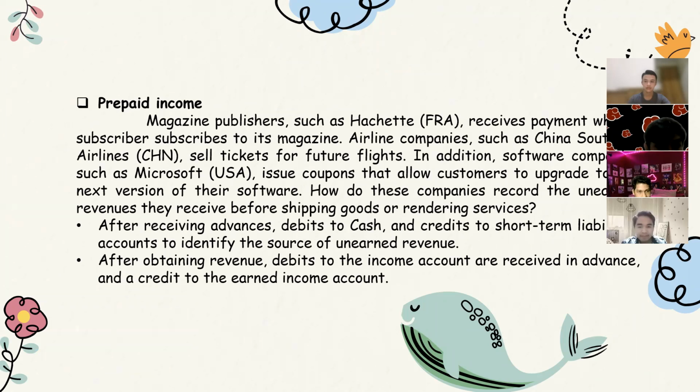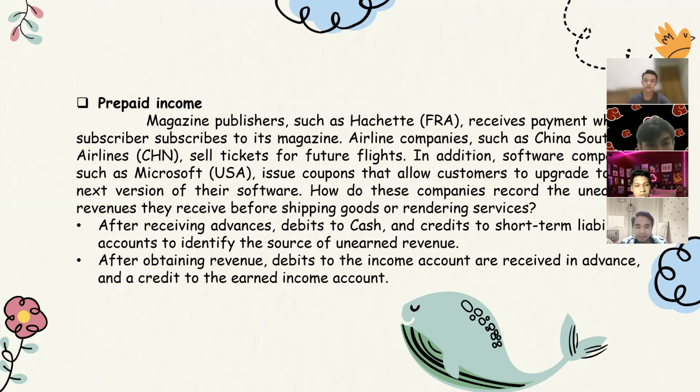The next is prepaid income. Magazine publishers such as Hachette FRA receive payment when a subscriber subscribes to its magazine. Airline companies such as China Southern Airlines sell tickets for future flights. In addition, software companies such as Microsoft in USA issue coupons that allow customers to upgrade to the next version of their software.